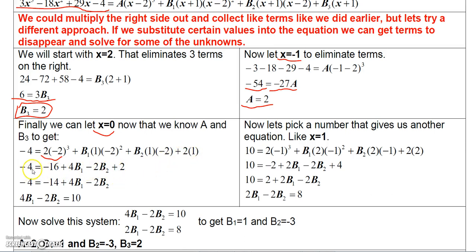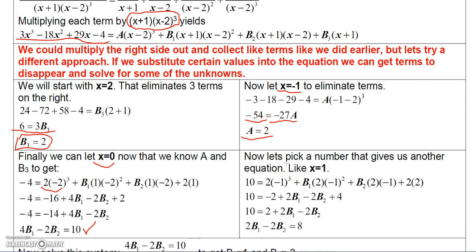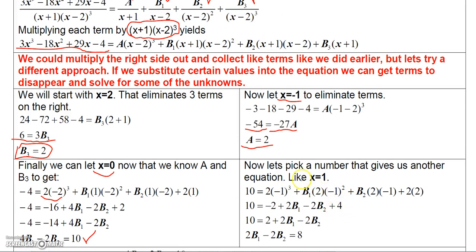So now let's see, that's going to be -16 plus 2 is -14. And then if I add 14 to both sides, I'll get 4b1 minus 2b2 equals 10. Okay, so that gave me an equation involving b1 and b2. Now let's pick another simple number. This time let's plug x equal 1 in. Now 1's not as nice as 0, but it'll help. So let's plug 1 in.